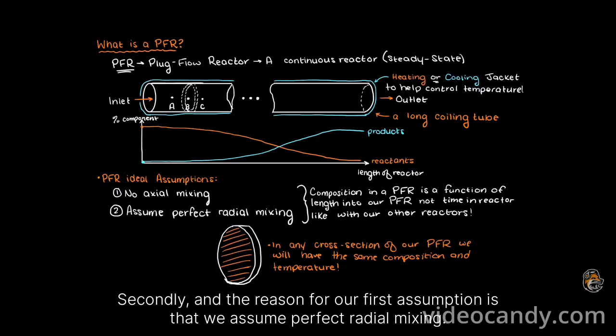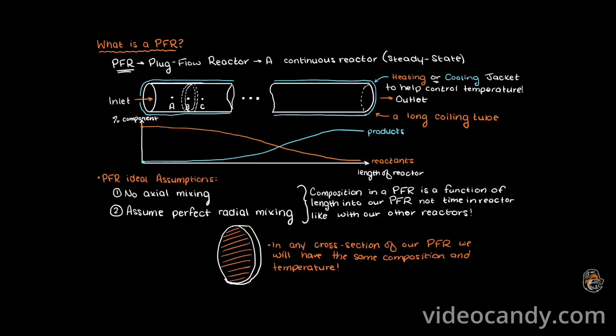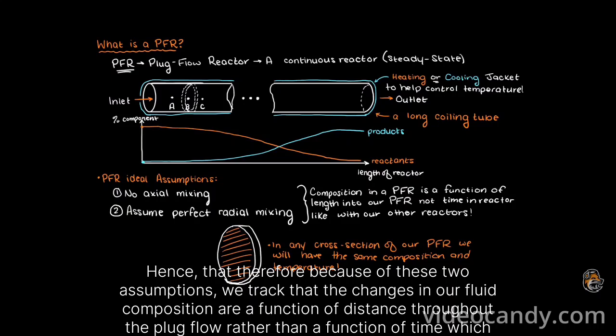Secondly, and the reason for our first assumption, is that we assume perfect radial mixing, which means if we were to take a cross section at any point in our ideal plug flow reactor, then we would have the exact same composition and temperature throughout the entire cross section.